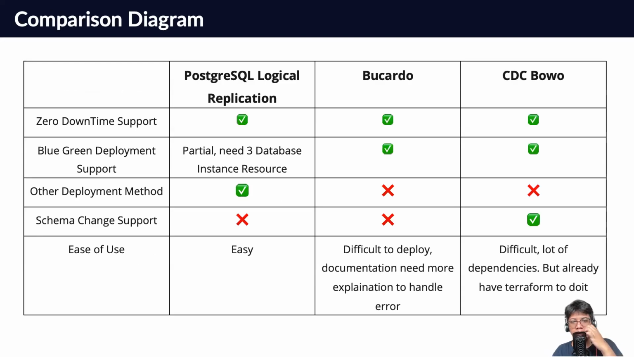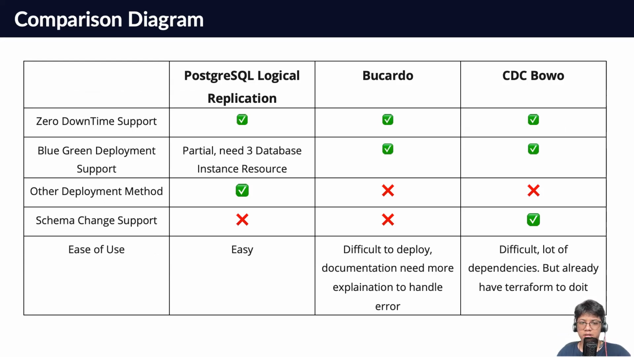This is the comparison diagram between PostgreSQL logical replication, Bucardo, and my tool. All of them support zero downtime. For PostgreSQL logical replication, it is partial because it needs three database instance resources. We can check that in the next slide. Bucardo and mine do not need three databases, only two.